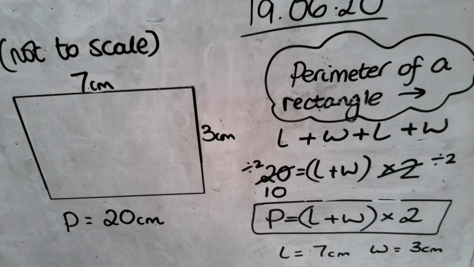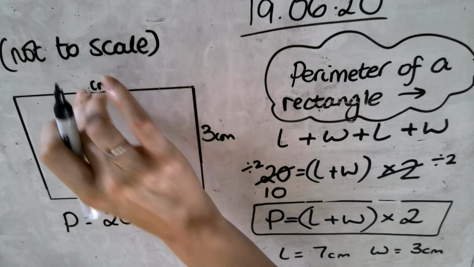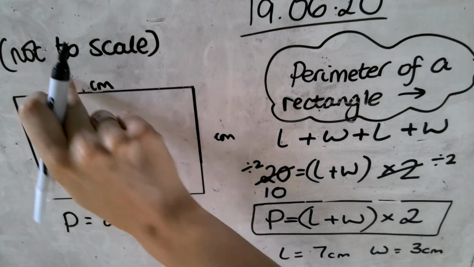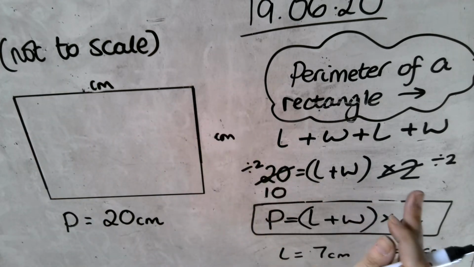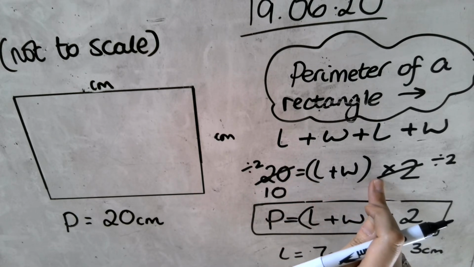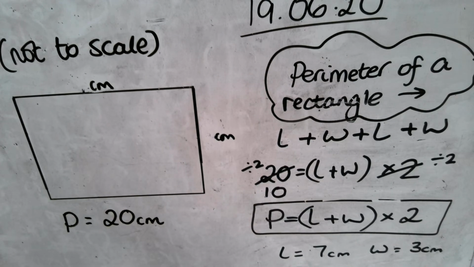Is that the only answer that can be correct? No. We know that there's other numbers that add up to 10 as well. So although the perimeter is 20, we are just finding half of that. Okay, so we're halving our perimeter and we're halving our calculation, and then we're doubling it at the end to get our perimeter. What else makes 10?